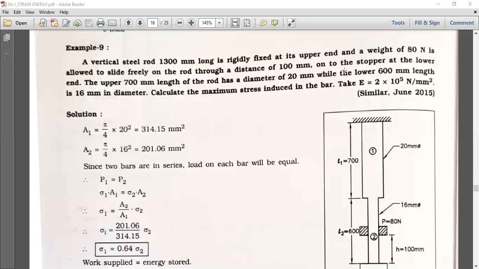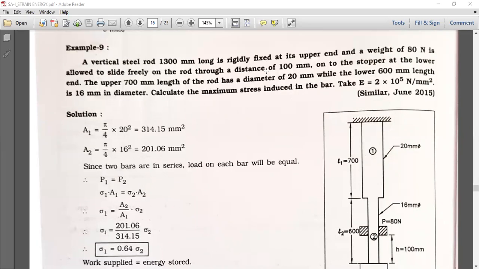Welcome to Structure Analysis One. This is the continued lecture on the theme of strain energy. We are going to continue the example session.